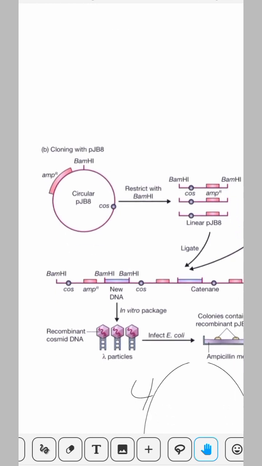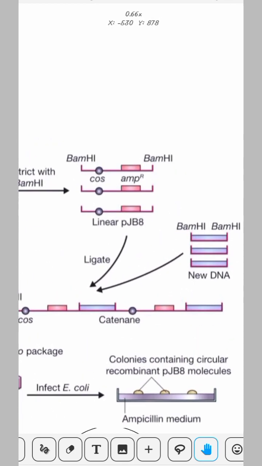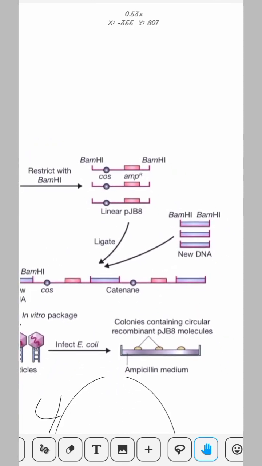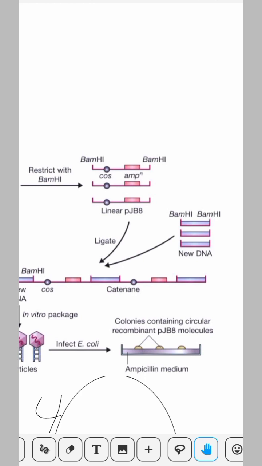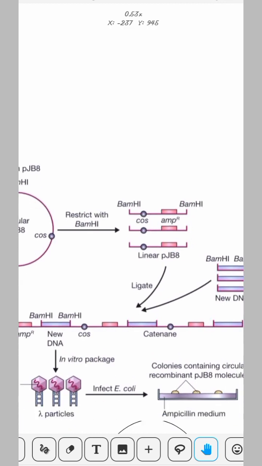When we cut with the restriction endonuclease BamHI, linear cosmids are formed after the action of this endonuclease. These fragments are usually produced by partial digestion. We should remember this, because total digestion will lead to fragments that are too small to be cloned with a cosmid.